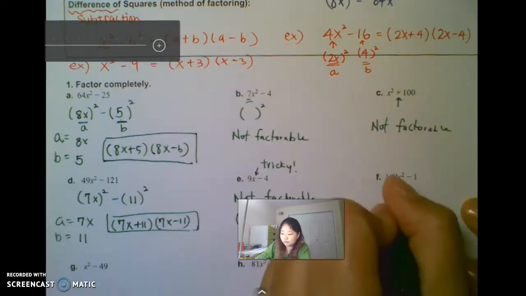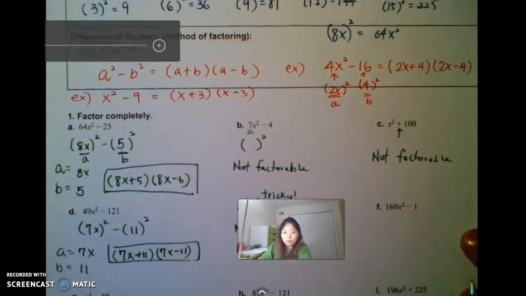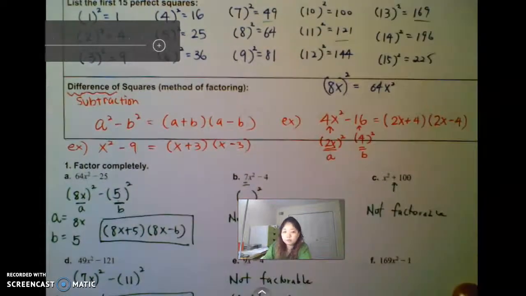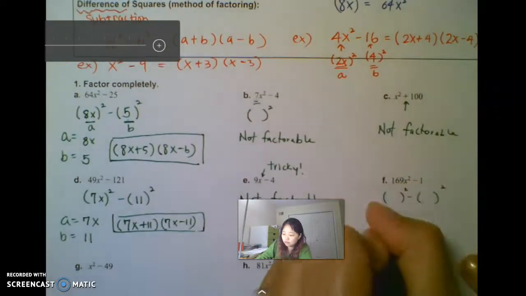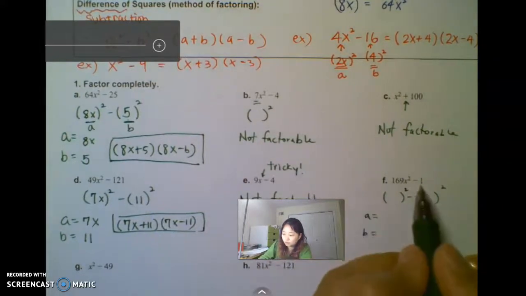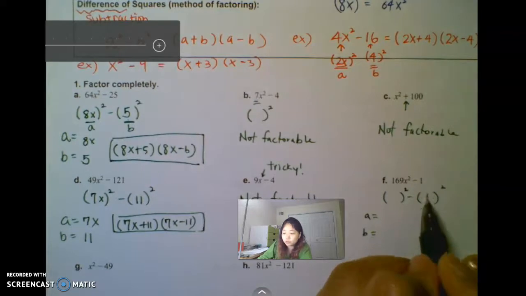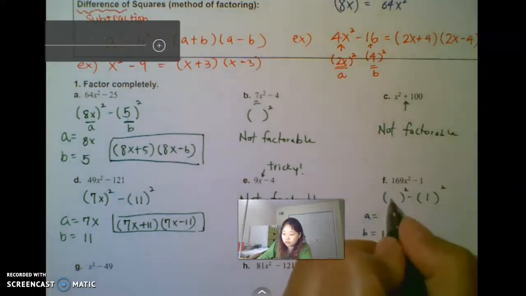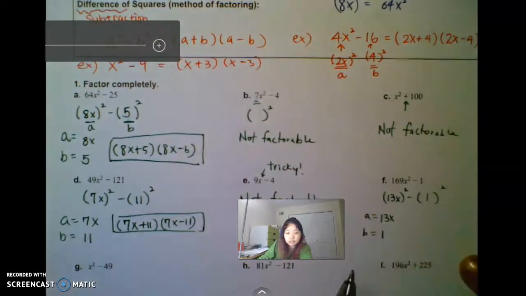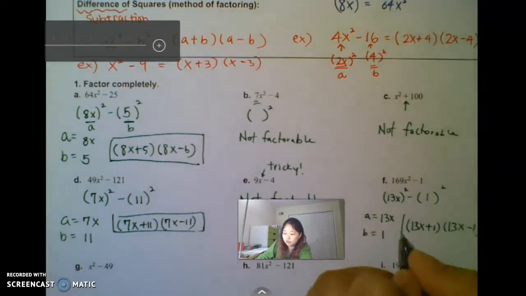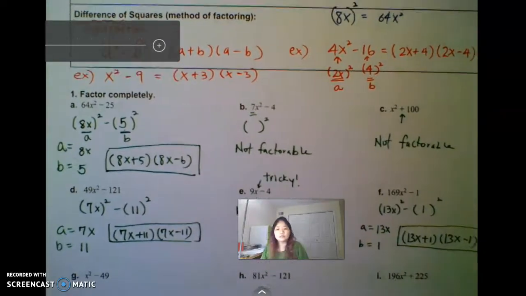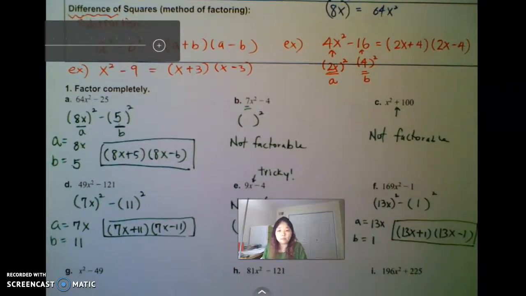Let's look at F. 169. I have it up there, 169 is right here for 13. So I think I can do this, right? What is A? What is B? What times what is 1? 1 times 1 is 1. And 169 is 13 squared, and then x squared, so you just need an x. So A will be 13x. So it'll be 13x plus 1 and 13x minus 1. There you have it. Out of A through F, there were only 3 that I could actually factor.